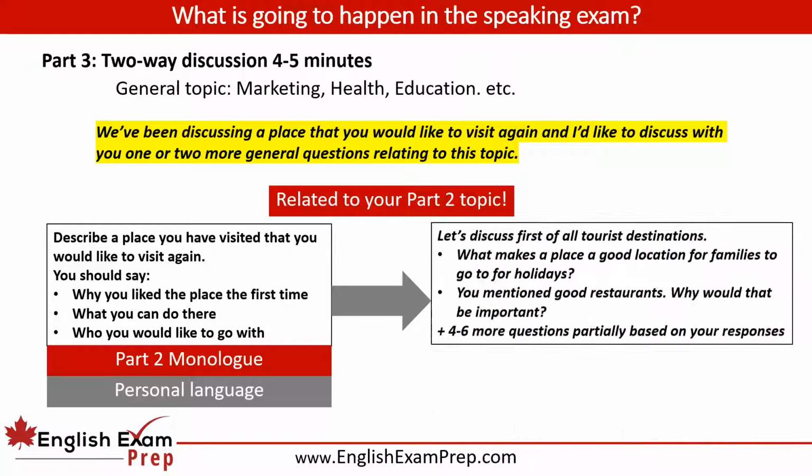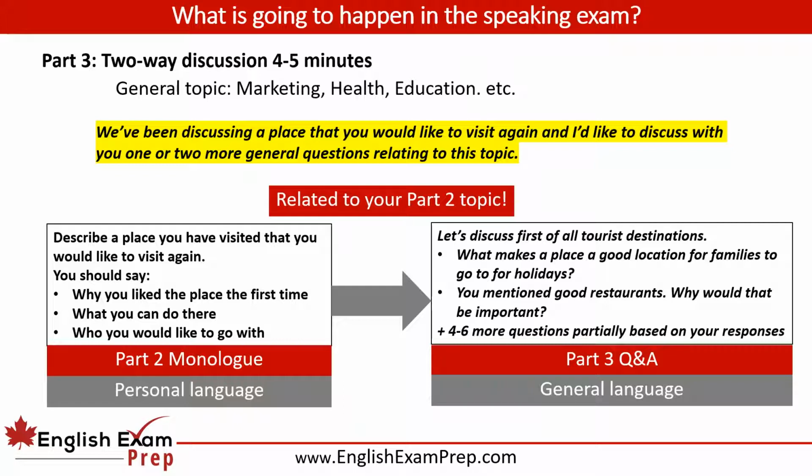Well, your part 3 is going to be related to that topic of part 2. It's not going to be related necessarily to your story about the place that you visited, but it will be related to tourism in this case. So you can see that the examiner, in this example anyways, would say, let's discuss, first of all, tourist destinations. And when I say general language, I mean that the topic itself has become general.